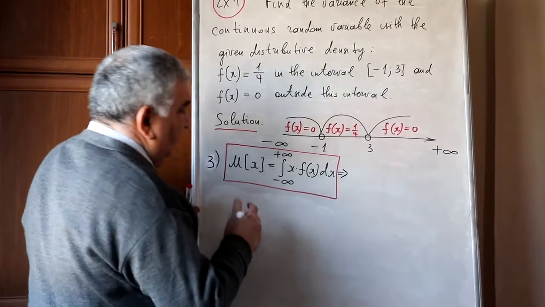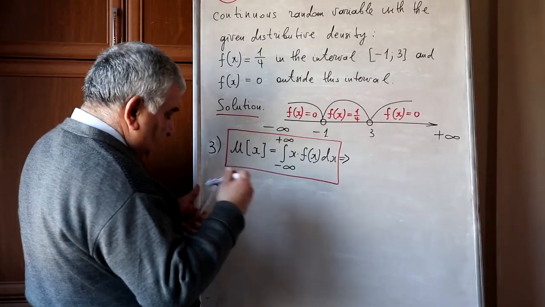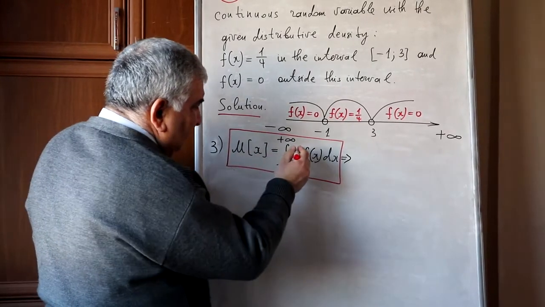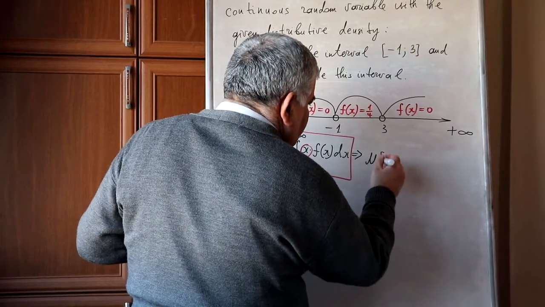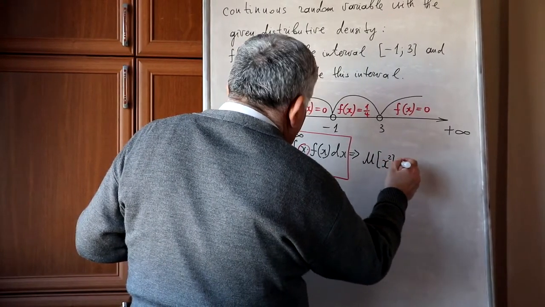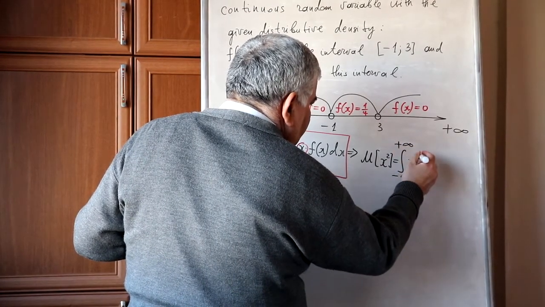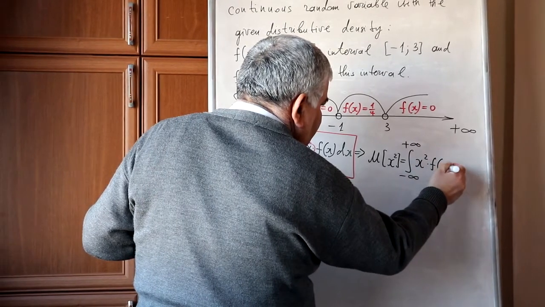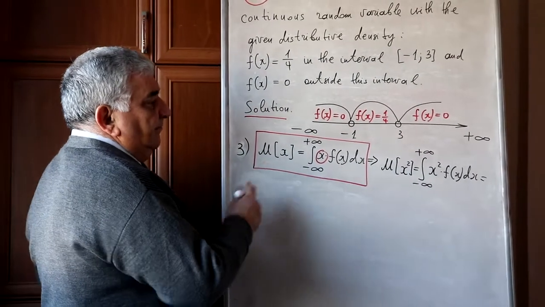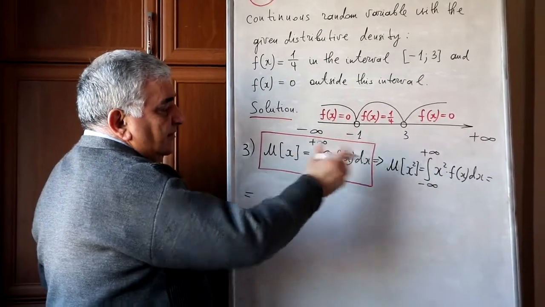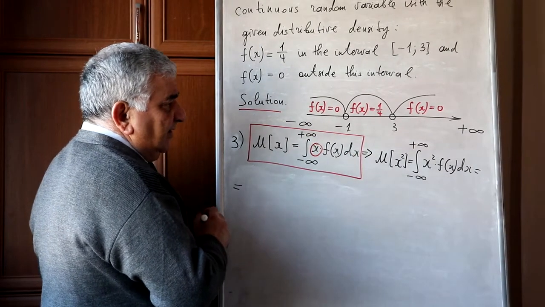To calculate Mx squared, we must put x squared instead of this x in the integrand. That is, Mx squared equals the integral from -infinity to +infinity of x squared multiplied by f of x dx equals. Then again separate the given improper integral into 3 integrals.